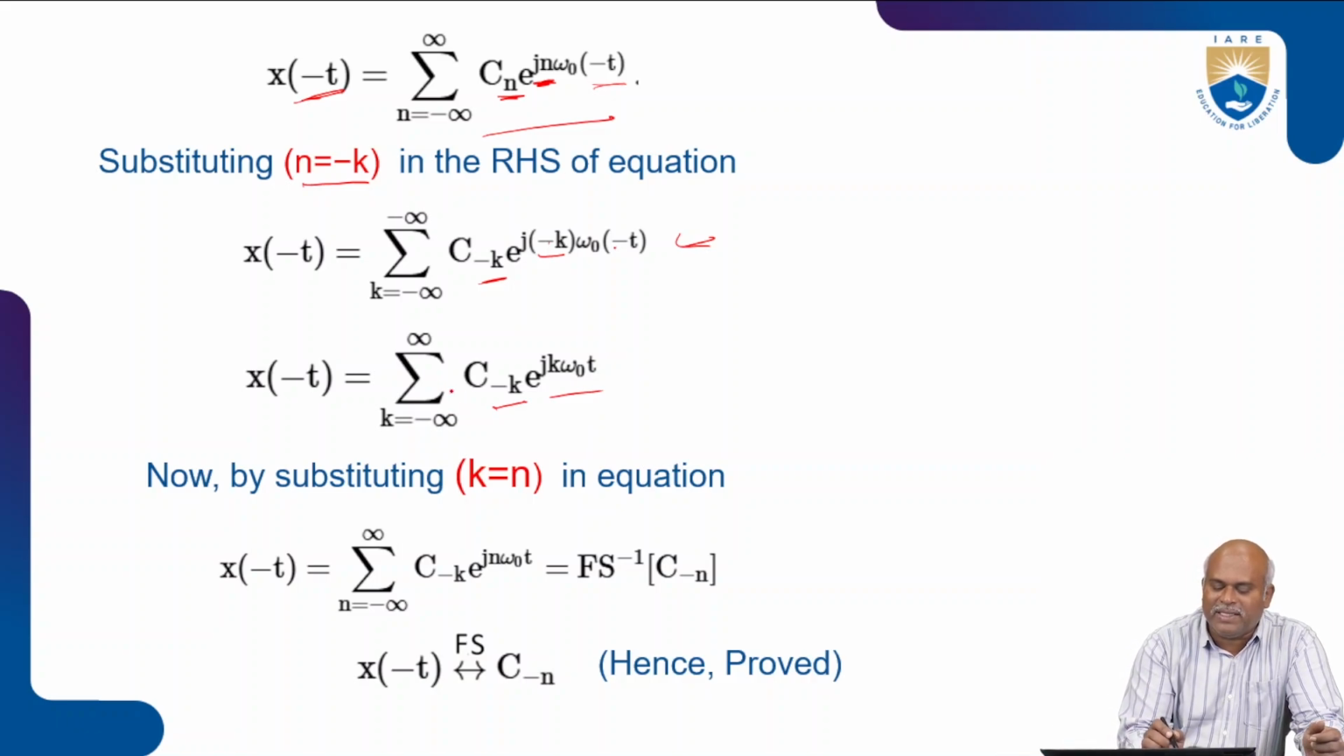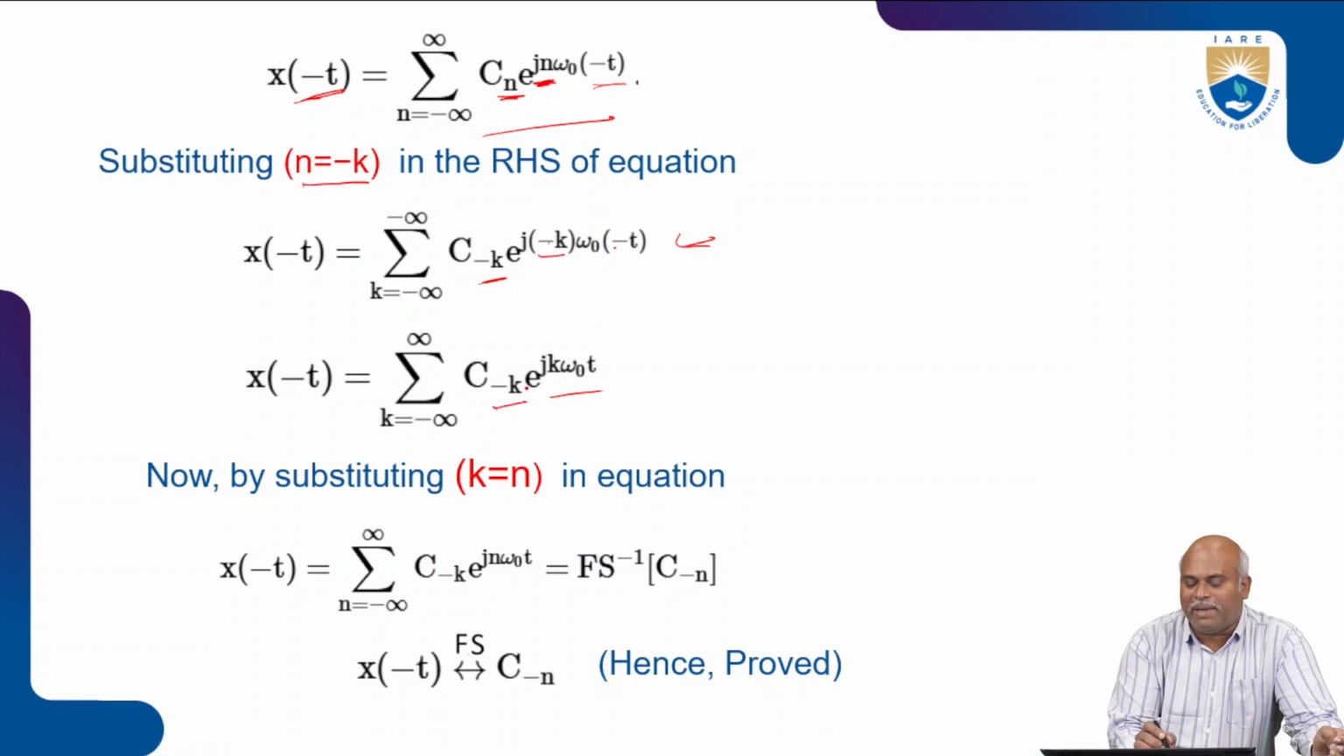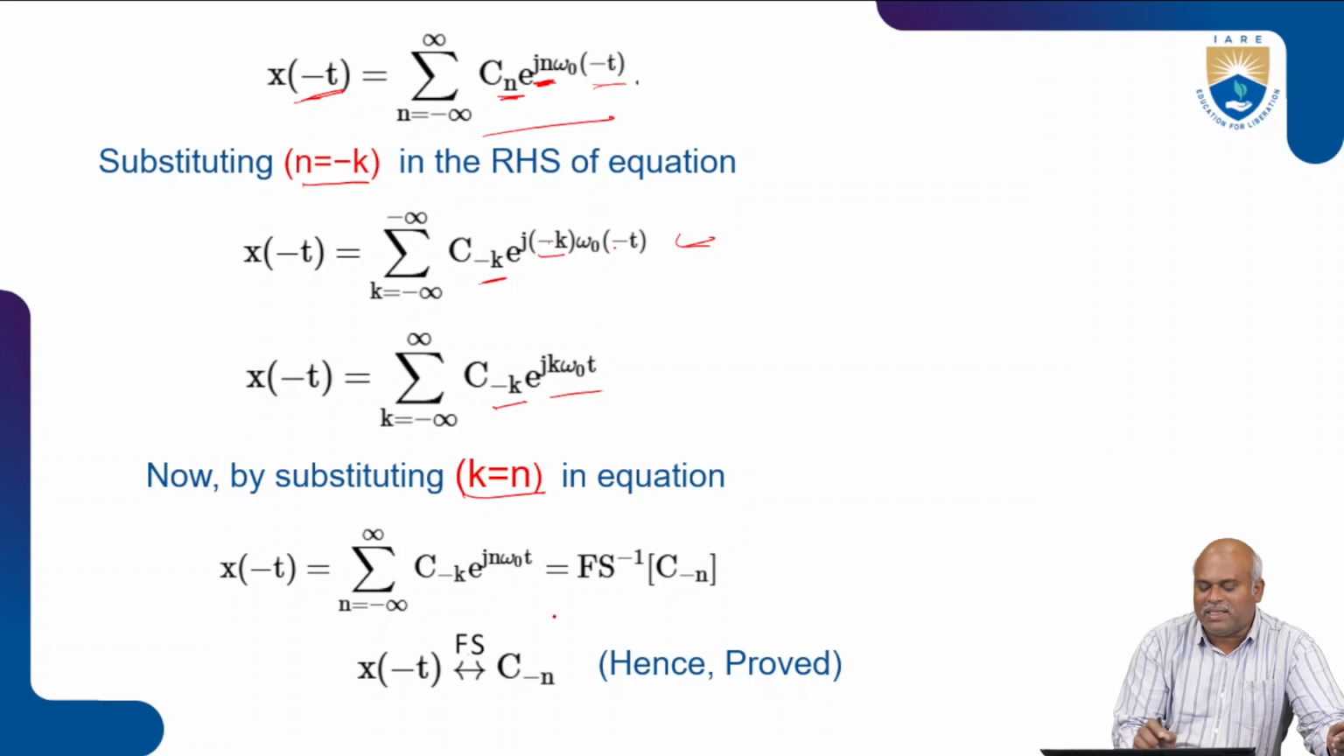So now the expression is going to change as summation of k equal to minus infinity to plus infinity c of minus k e power j k omega 0 t. Now again I substitute k equal to n in the equation. Where the k is present, I should substitute n.